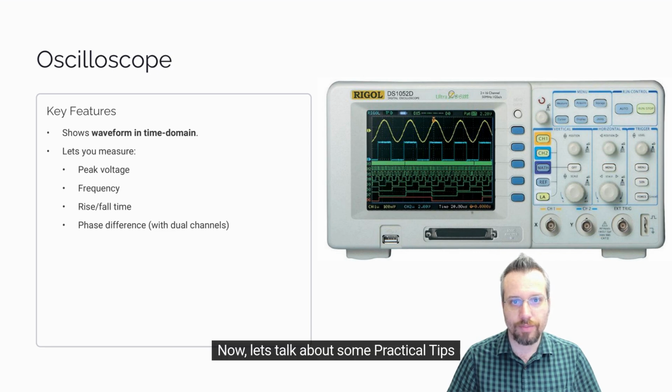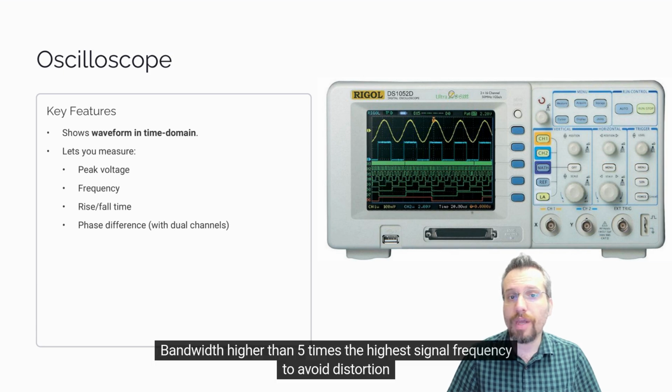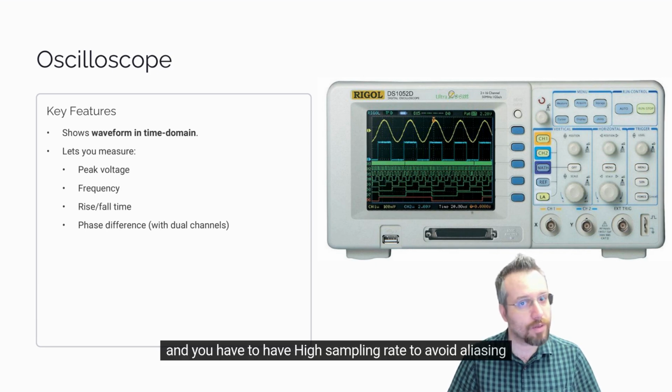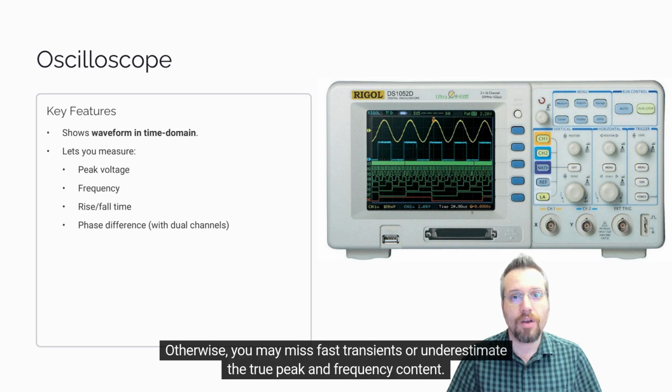Now let's talk about some practical tips. Always make sure your oscilloscope has bandwidth higher than 5 times the highest signal frequency to avoid distortion, and you have to have a high sampling rate to avoid aliasing. Otherwise, you may miss fast transients or underestimate the true peak and frequency content.